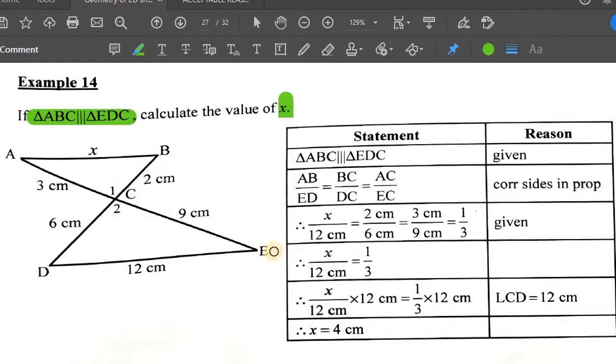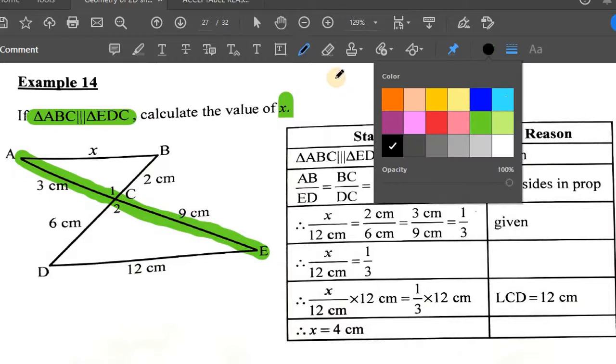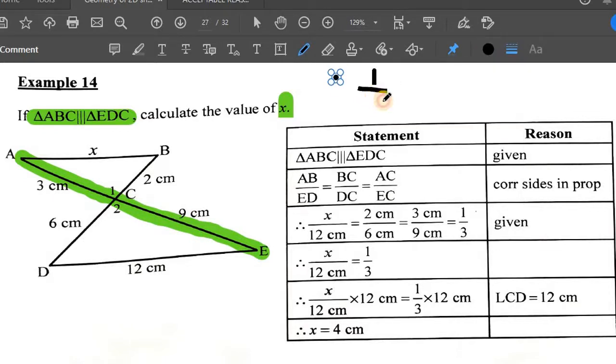Now let's look at this. In this case, you find an existing ratio, right? You find an existing ratio. Now you can see that this AC corresponds with CE, right? So if I take 3 over 9, I get 1 over 3, right? That's what you get there.